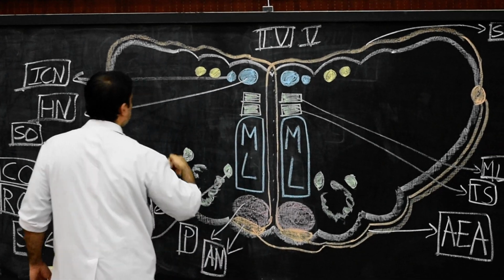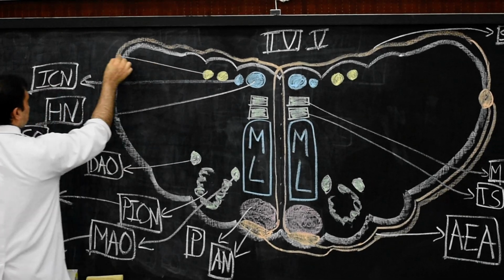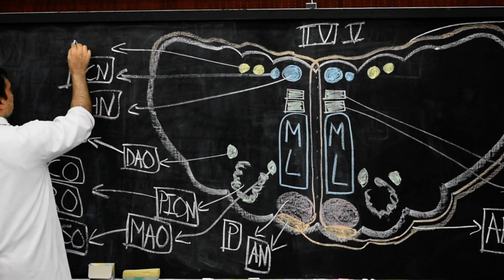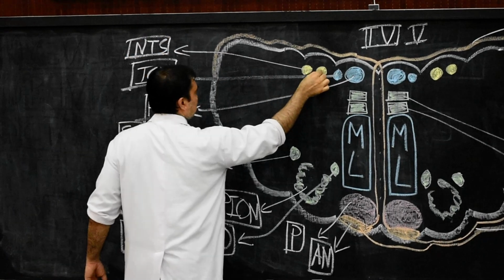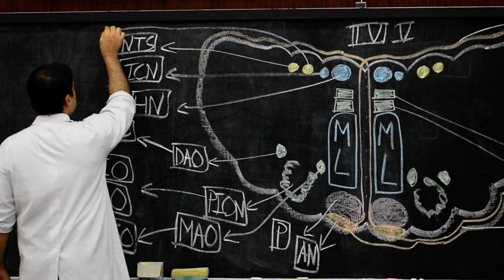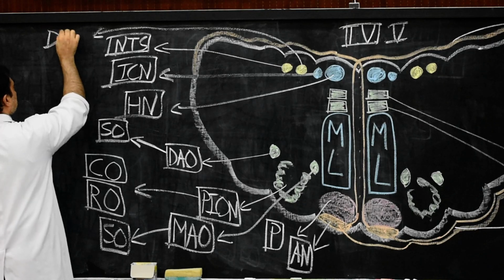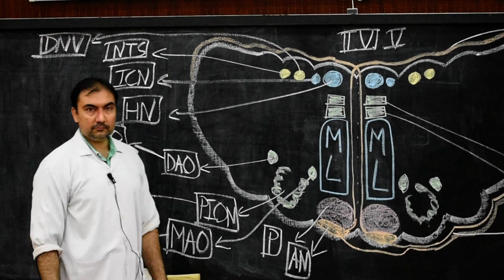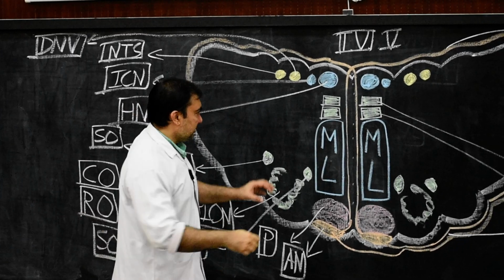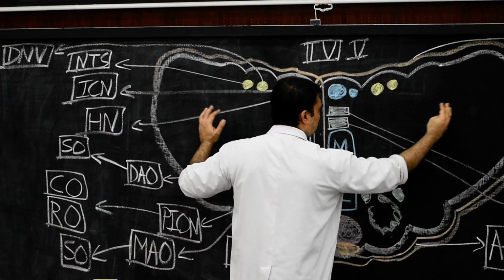These two nuclei we have already discussed, so here we need to mention this as the nucleus of tractus solitarius, and here we will mention this as the dorsal nucleus of vagus. Now we finish the intermediate region. Now we go to the lateral region.